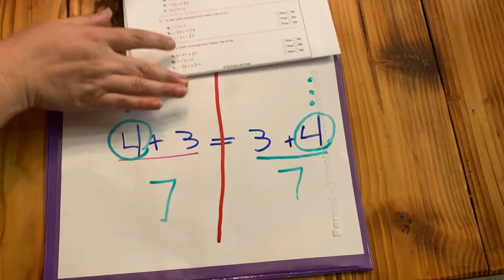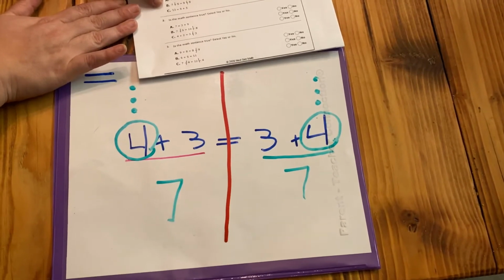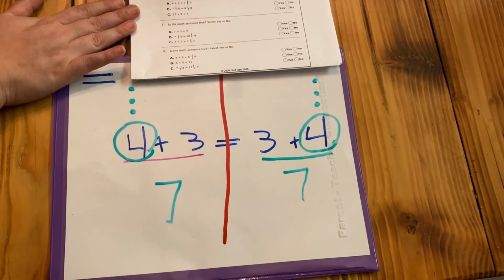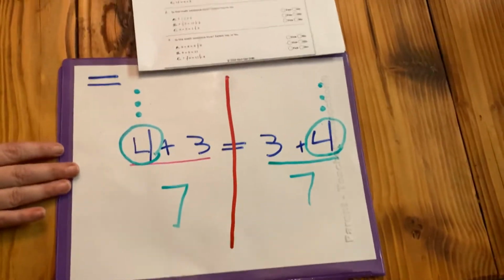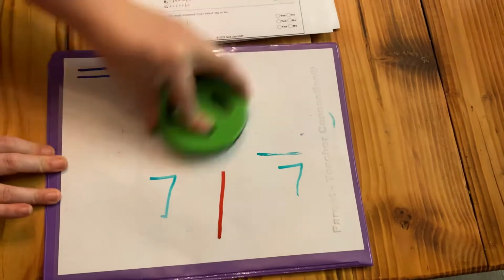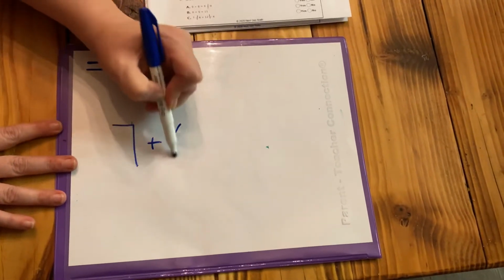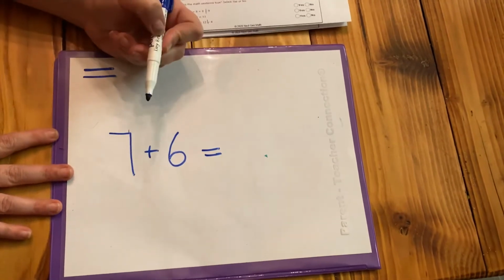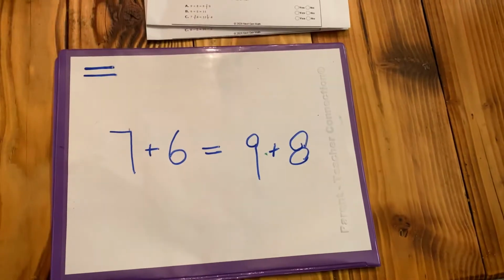Now this is a tricky type of equation because there's 3 separate parts, A, B, and C. And we have to solve all 3 to make sure that they make sense. So I'm going to erase my board. Remember, I'm seeing if they equal the same on both sides of the equal sign. My next equation is 7 plus 6 equals 9 plus 8. Okay?